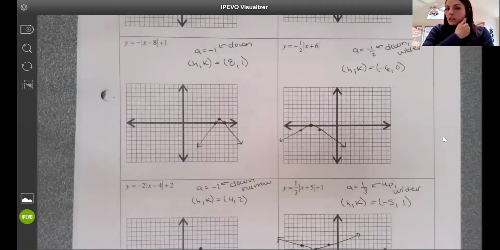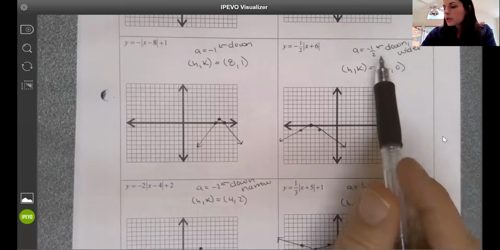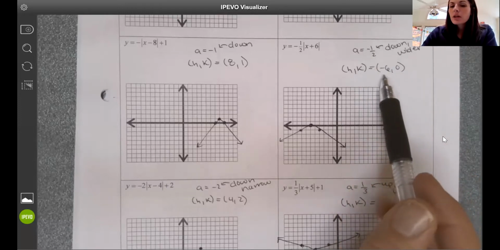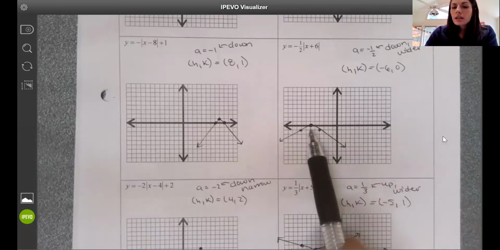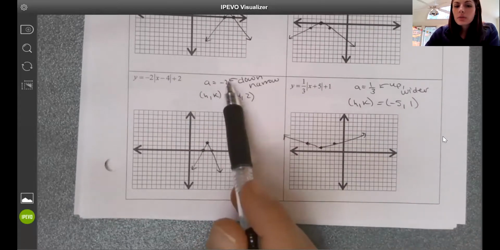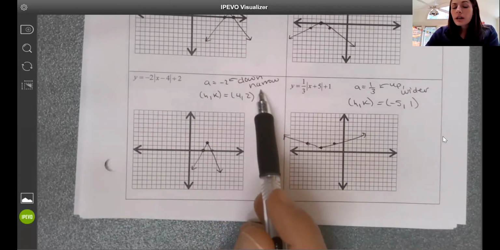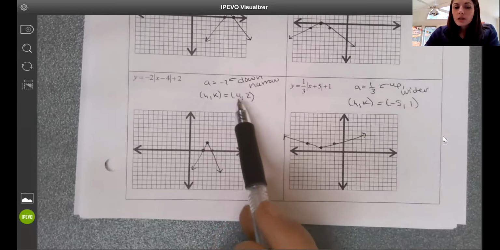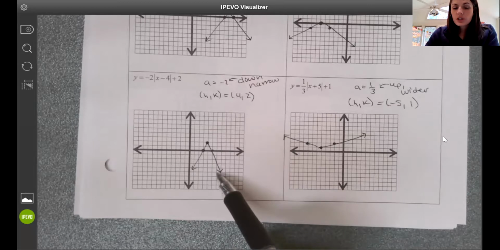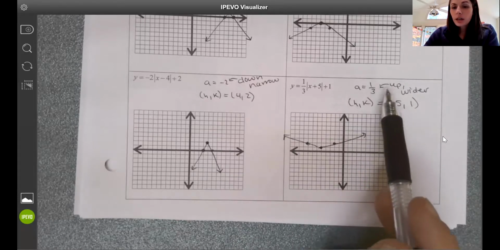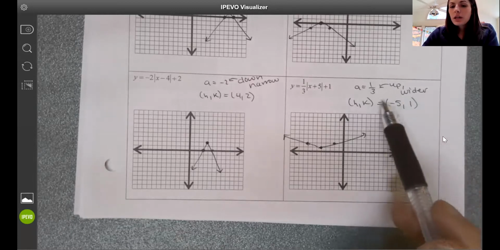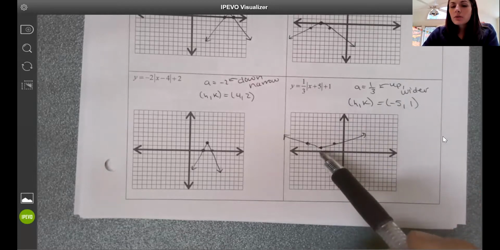So let's just see how you did. My first graph should be opening down and be slightly wider using A as -1/2. HK is at -6, 0. Bottom graph, this is down because it's negative, a little more narrow because it's greater than 1. My vertex is at 4, 2, going down narrow, V-shaped graph. This graph is going up because A is positive. It's going to be wider than my parent function, and my vertex is at -5, 1.